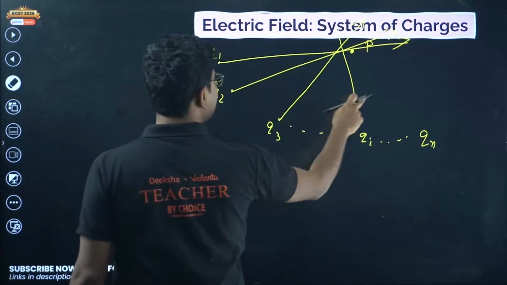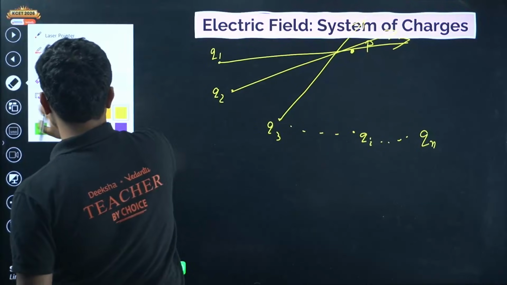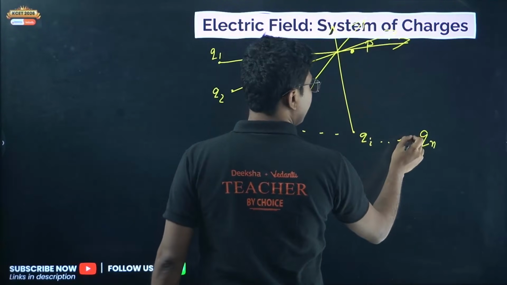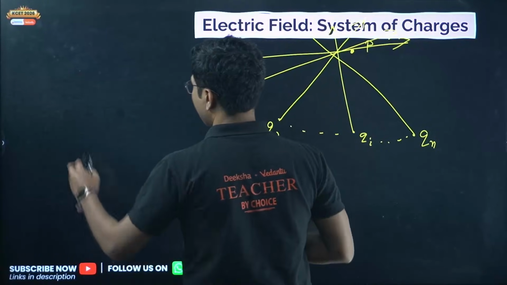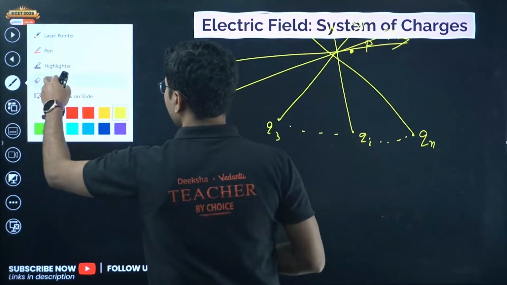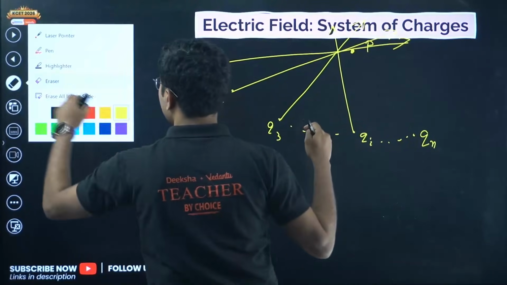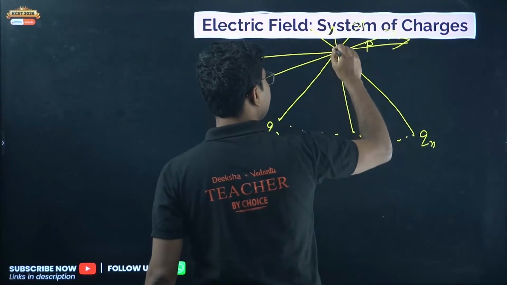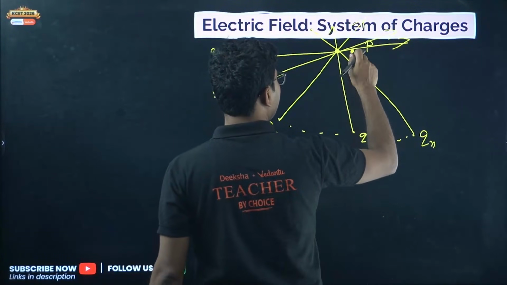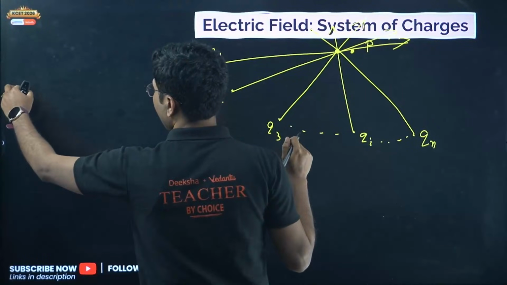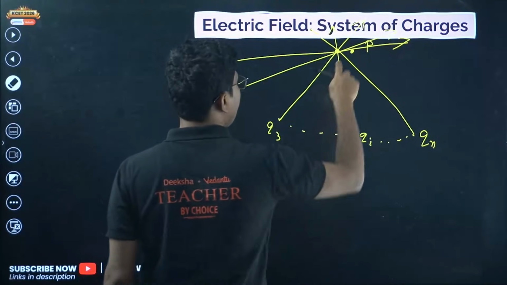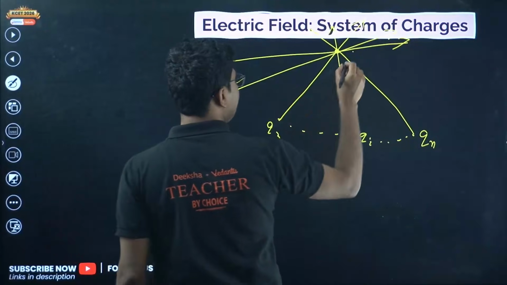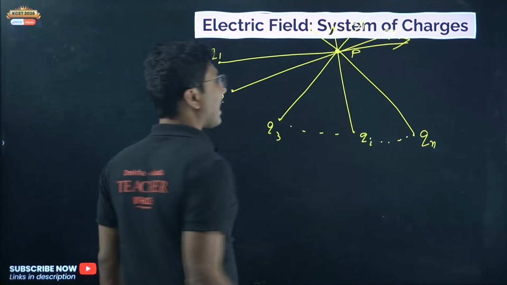You have to add these vectors in vector addition to calculate the net electric field. This is a very common method. Now I am purposefully using more than 2-3 charges. Generally, if you see a problem, it will be 2 to 3 charges. So this is our point P. Now if you want to calculate the electric field at this point, you have to take individual electric fields and add them up.